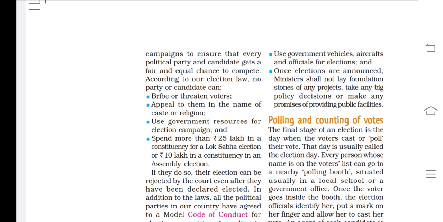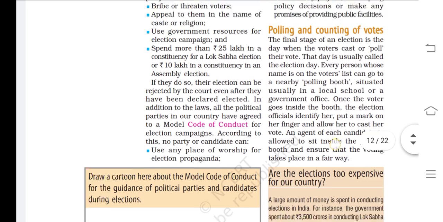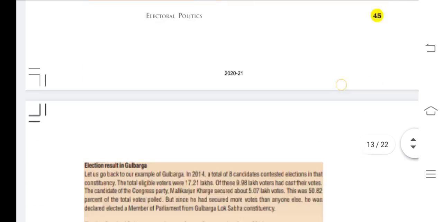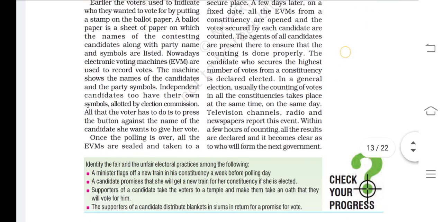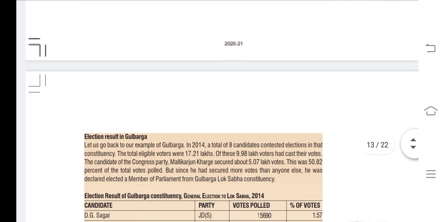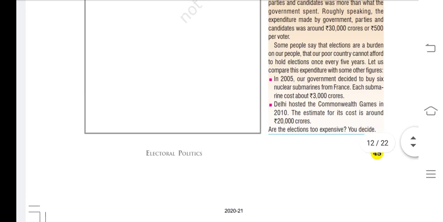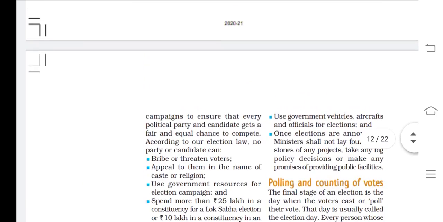Then we have that they cannot use any place of worship for election propaganda. Means they cannot use places like a temple, masjid or church for their election campaigns. Then they cannot use government vehicles, aircrafts and officials for election. They cannot use government officials or aircrafts or vehicles at all.